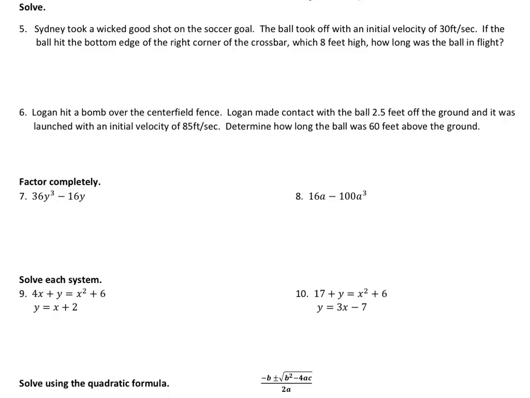Okay, so for problem 5, I'm going to read the question and then I'm going to expand the screen so I can solve the problem. Sydney took a wicked good shot on the soccer goal. The ball took off with an initial velocity of 30 feet per second. If the ball hit the bottom edge of the right corner of the crossbar, which is 8 feet high, how long was the ball in flight? All right, so we're going to write the equations first, then we're going to graph them and get some solutions.